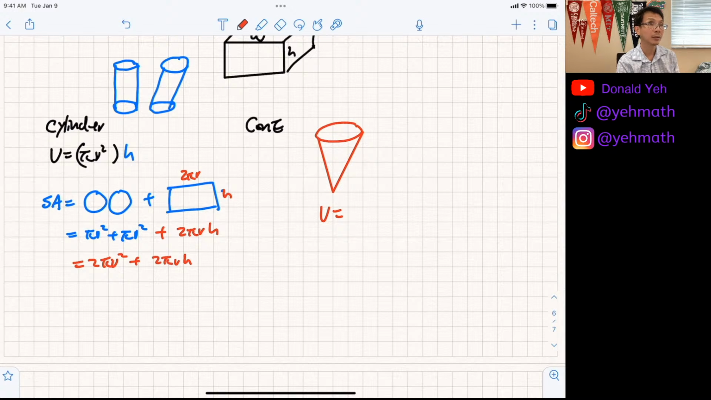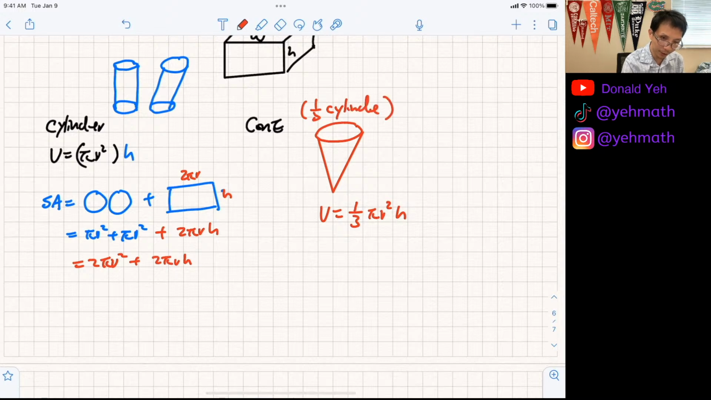What? 3/4 pi r? No. Yes, Nicholas. 1/3 is circumference times height. Almost. It's 1/3 times the cylinder. It's 1/3 of the cylinder. So the cone is 1/3 of the cylinder.